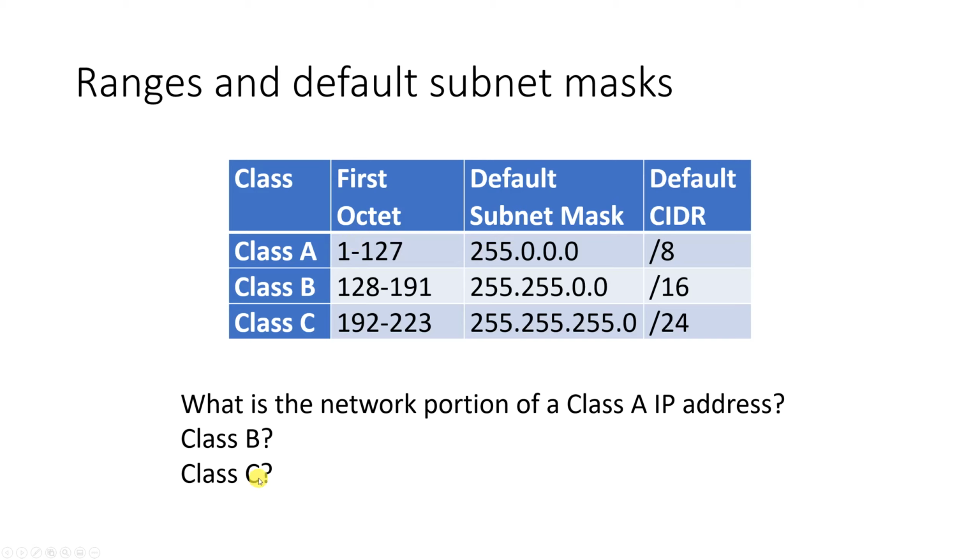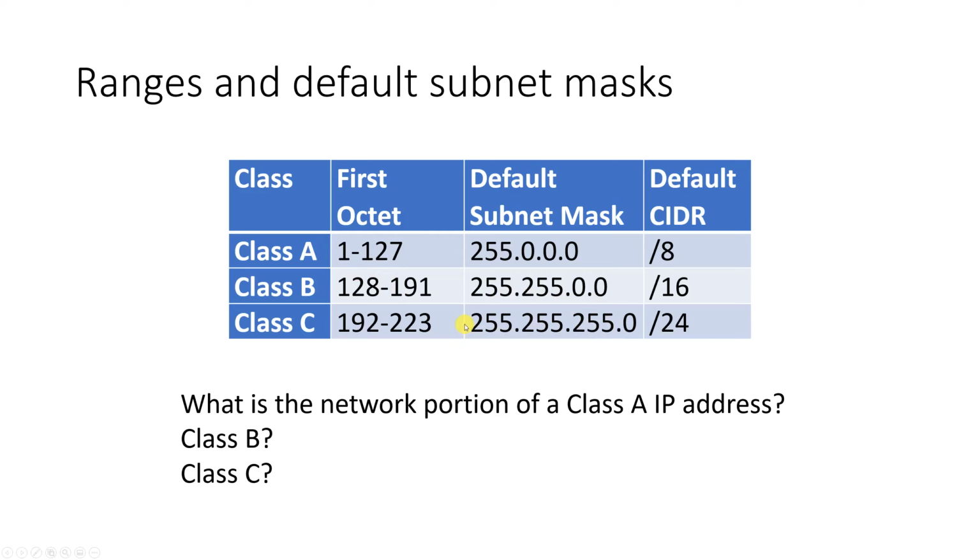For a Class B, what's the network portion of a Class B IP address? Look here. It's this octet and this octet. So it's the first 2 octets of a Class B IP address. And for a Class C, the network portion is the first 3 octets.